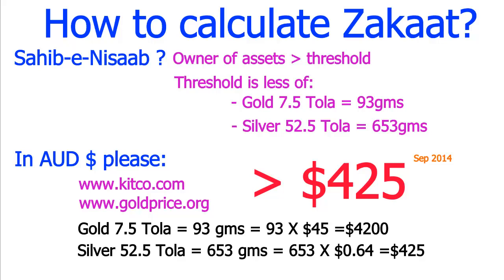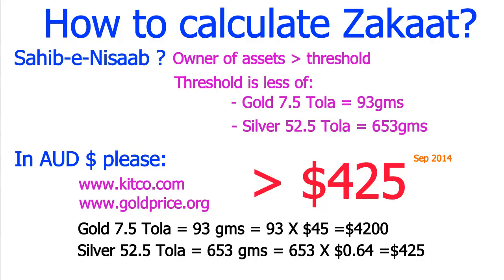So you'd do this every year when you're going to calculate it. You'd go to the websites and do the calculation. But right now, as of September 2014, if you have $425 worth of assets, and I'm going to define assets in the next slide, and simply put, that's cash, money in the bank, money that you've had for more than a year, silver, gold, inventory, and so forth. We'll define that on the next slide. But basically, if you've got assets of more than $425, then you need to pay zakat.